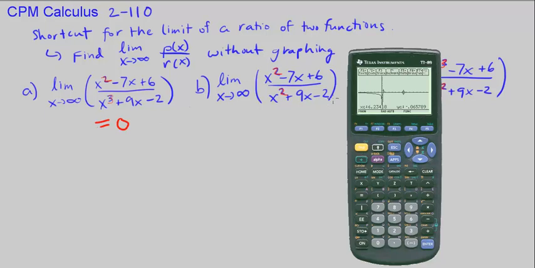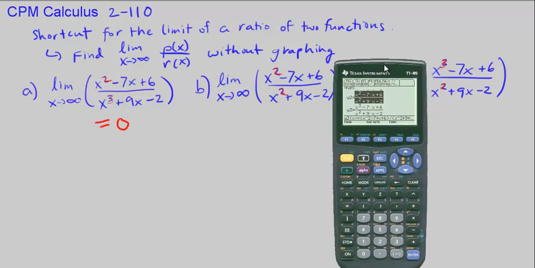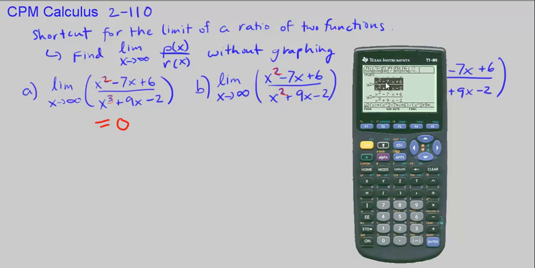So let's look at all three of these. Let's go back to our graph. I'm going to turn off this one and go down here. And here is part B, x squared minus 7x plus 6 over x squared plus 9x minus 2. I want to turn this graph on by putting a check next to it. And I want to graph.